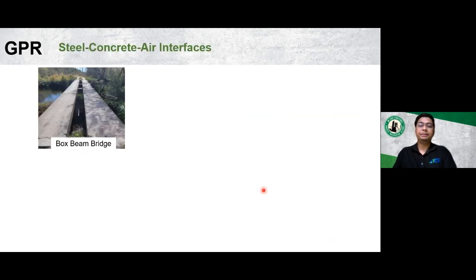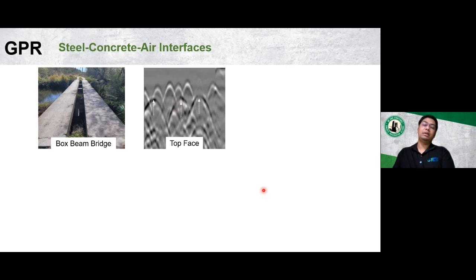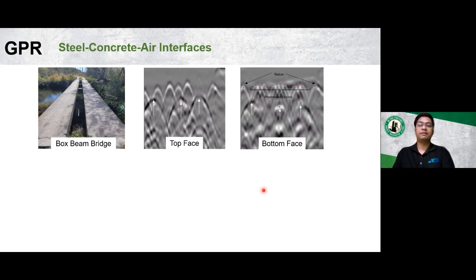In addition, the data from the non-destructive testing is only as good as the data analysis or the interpretation is. So here is an example which can highlight this point, where these are the two scans from the bottom and the top of the box beams. You see the first layer of the top face scan shows the presence of the reinforcement, whereas the top layer of the bottom face shows the presence of pre-stressed strands.